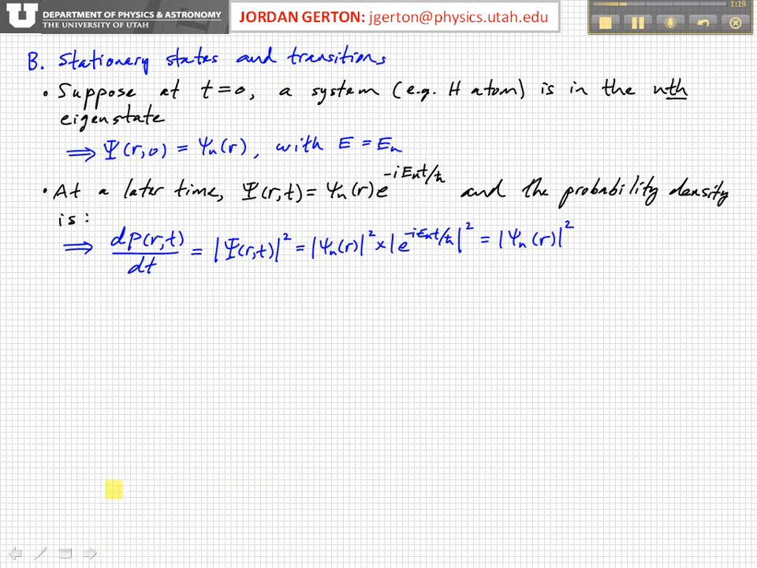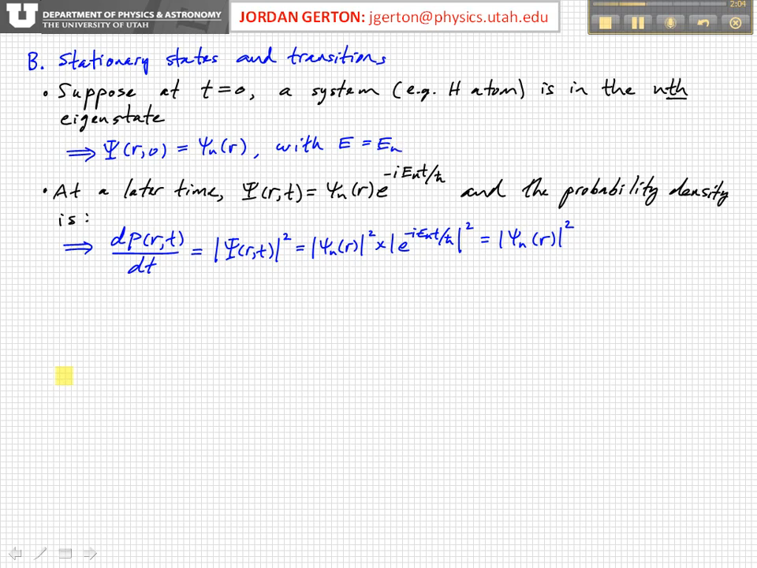Okay, so in particular, let's suppose that time equals 0. At some particular time, which we'll just set to be the 0 of time, we have a system, for example, a hydrogen atom that's in some eigenstate of the system, the nth eigenstate. So that means that we can write the wave function, which is a function of position and time, at time equals 0 as just the nth eigenstate, psi sub n of r. And obviously the total mechanical energy of the electron, the particle, is E sub n.